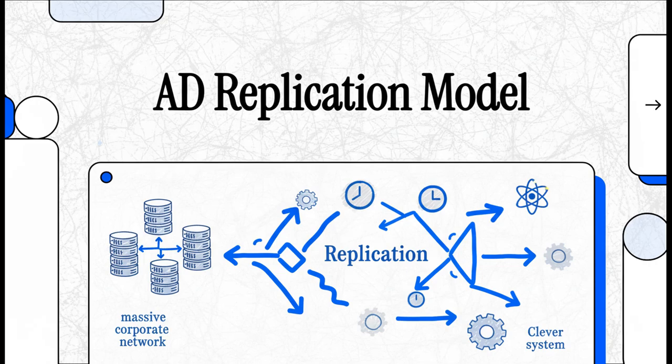Today, we're going to pull back the curtain on the Active Directory replication model. This is the invisible, super smart engine that keeps some of the world's biggest corporate networks in perfect sync. You know, making sure a change made in one corner of the globe shows up everywhere else, like instantly. So let's dive into how it all works.